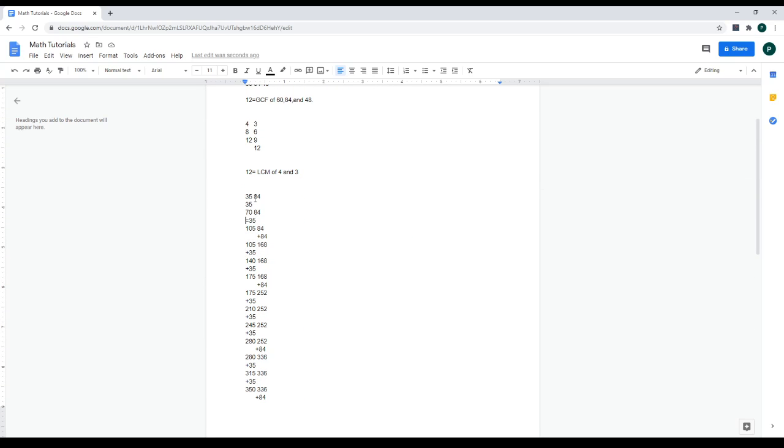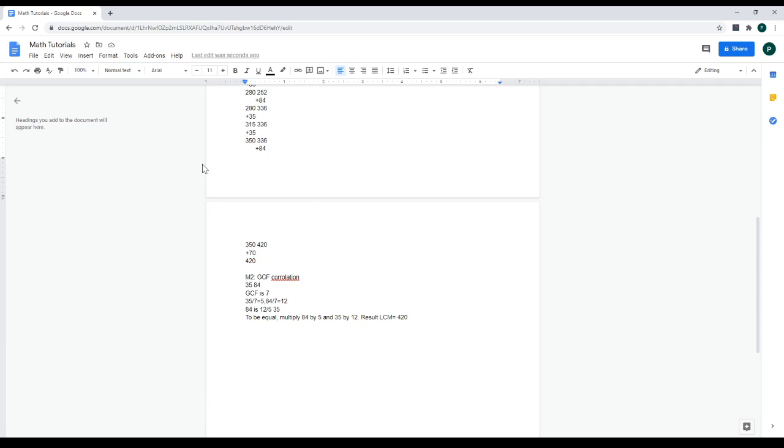Now on to more advanced least common multiples. Let's say I'm trying to do 35 and 84. First, I add 35 to get 70. Then I add 35 to get 105. Then I add 84 to get 168. Then 35 to 105 to get 140. Again, plus 35 to get 175, plus 84 to get 252, etc. But that method is long and arduous, but usually is the method that you're forced to partake in.